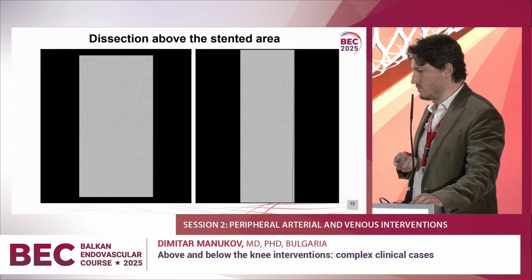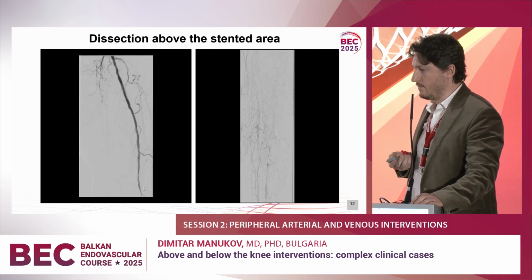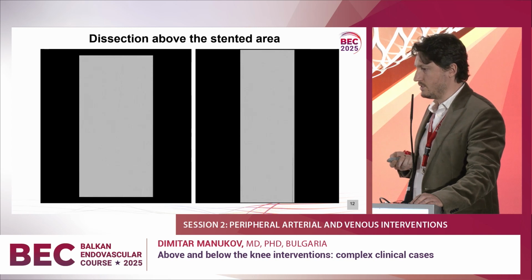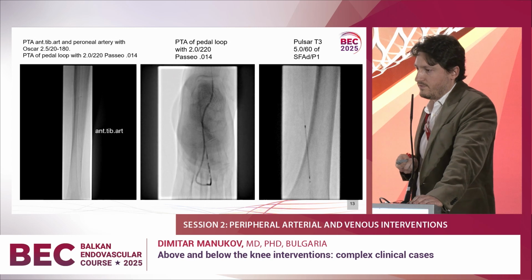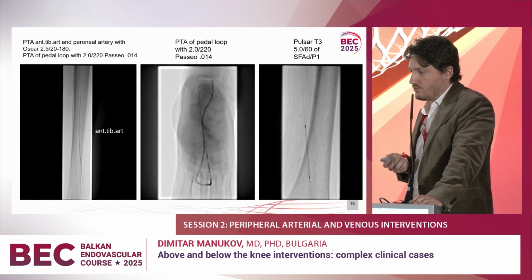So while we were waiting to see if there's going to be any acute recoil in the treated segment, we went on and decided to try to recanalize the anterior tibial artery with the support of the Oscar 2.5 catheter. We passed the occlusion. We performed dilatation of the anterior tibial and the peroneal artery as well. After that, we went through the pedal loop, as you see in the middle, performed PTA with the Passeo 2.0 balloon. We even tried retrogradely from the pedal loop to go into the posterior tibial artery.